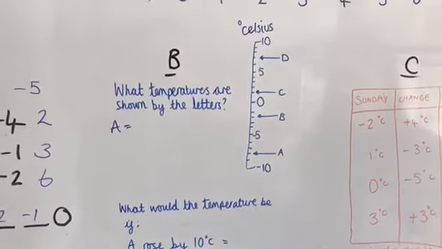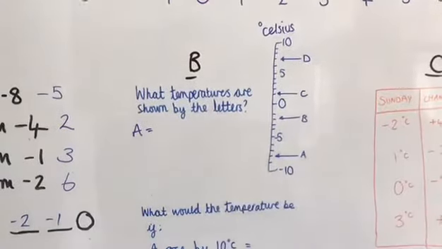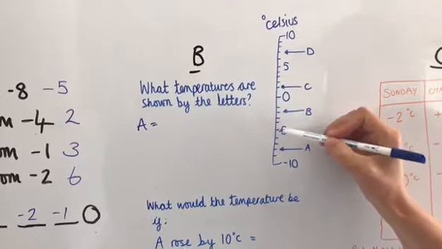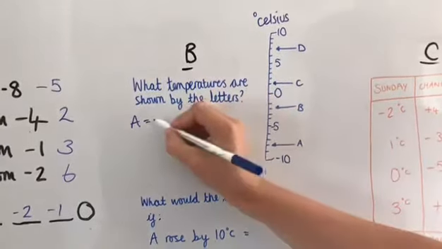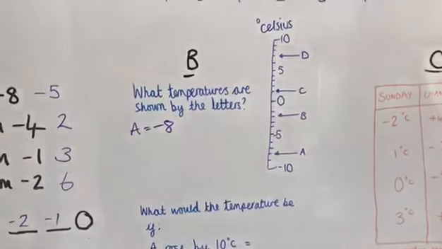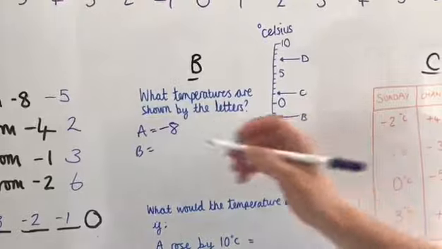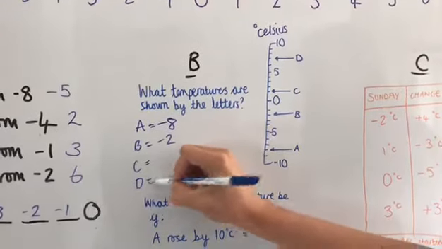Okay, hopefully you spot that there are 4 in between each one. So they're going down in 1s. So we've got 0, minus 1, minus 2, minus 3, minus 4, minus 5, minus 6, minus 7, minus 8 for A. And B we've just done as well. We've got 0, minus 1, minus 2. Now we've got C and D left to do.